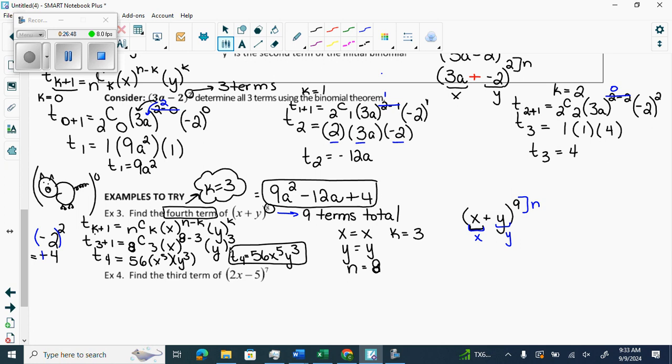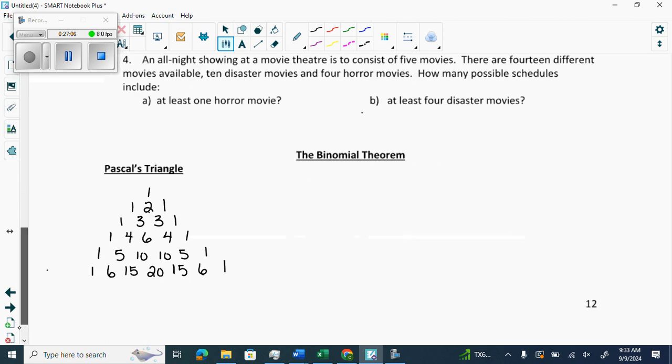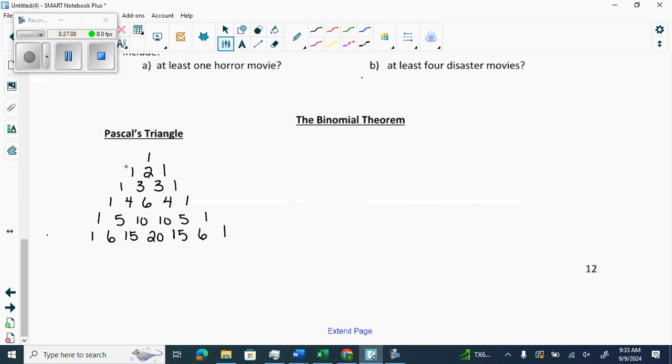Okay? I also want to draw your attention back to the previous term. Do you see this? This right here is a 1. Then this is a 2. Then this is a 1. That's Pascal's triangle numbers. So if you look at the back, go back one, I need 3 terms. So I'm going to have 1, 2, 1. So when I do the C's in my calculator, they're going to come out as 1, 2, 1. Okay?